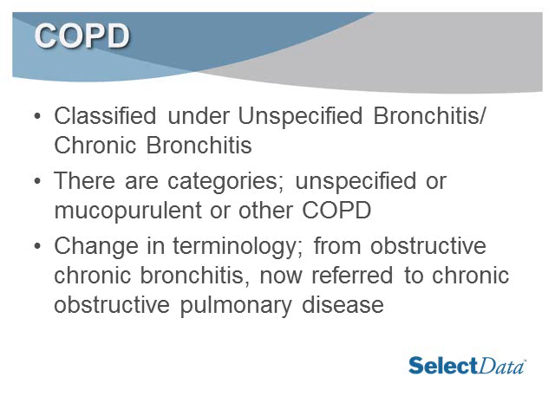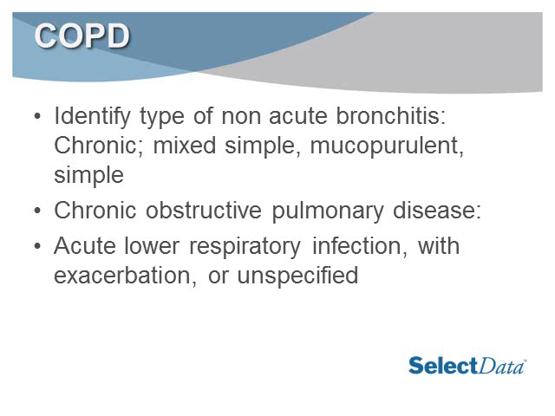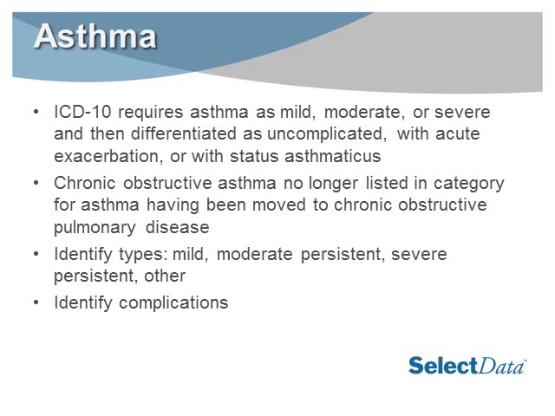COPD is now classified under unspecified bronchitis/chronic bronchitis. There are categories of unspecified or mucopurulent or other COPD, and a change in terminology in ICD-10 from obstructive chronic bronchitis, it's now referred to as chronic obstructive pulmonary disease. You must identify the type. If it's non-acute bronchitis, is it chronic, mixed simple, mucopurulent, or simple? And with chronic obstructive pulmonary disease, is there an acute lower respiratory infection with exacerbation, or is it unspecified?